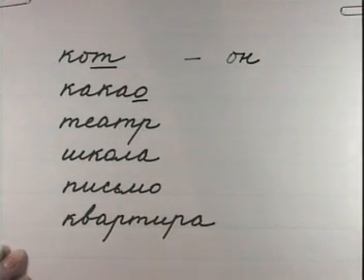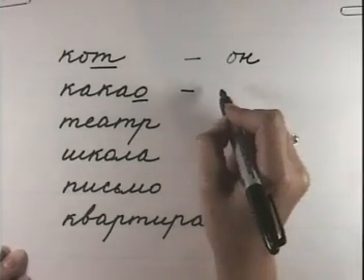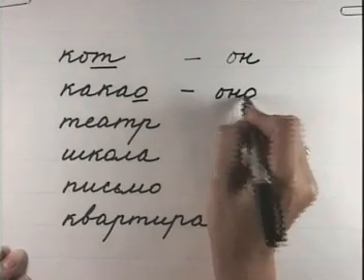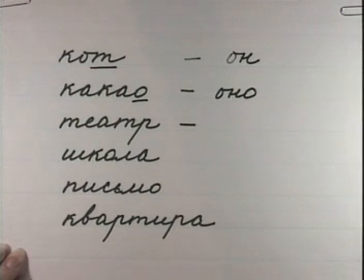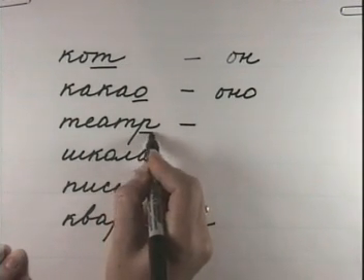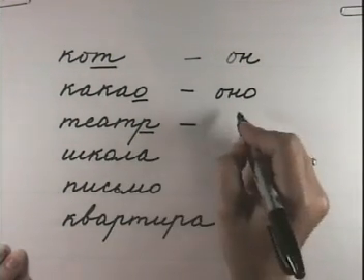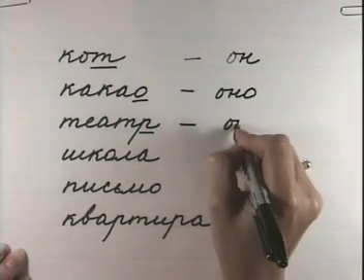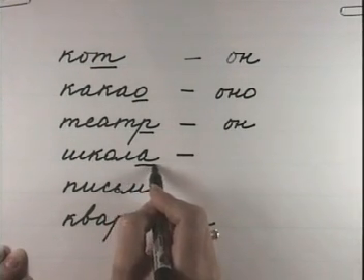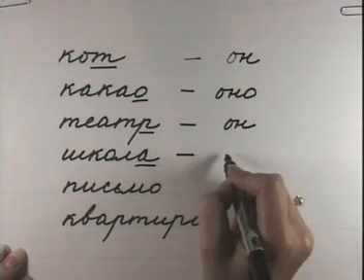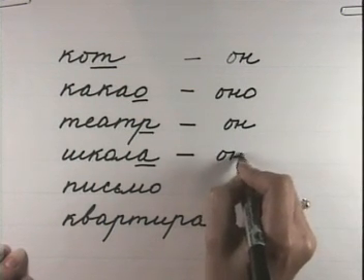Какао ends in о. It means that it's a neuter noun. So we replace it with оно. Next one is театр, ends in р. It is definitely a masculine noun. So we replace it with он. Хорошо. Школа ends in а. Feminine. It's a feminine noun. What's the pronoun that can replace it? Она.